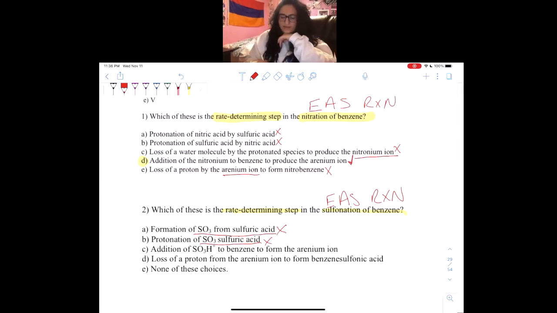Answer choice C says the addition of SO3 to form the arenium ion. That looks good. Loss of a proton from an arenium ion? Nope, that doesn't make any sense. So our answer is going to be C.